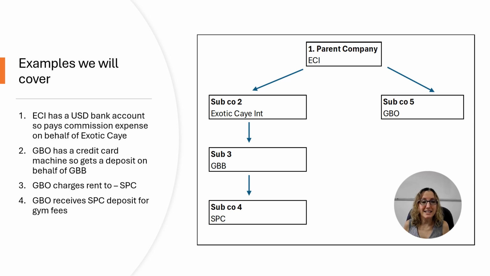The second one is an example where GBO, which is the subcompany 5 there, has a credit card machine, and many of the other entities do not. So GBO could get a deposit on behalf of GBB, which is the sub 3. So that's the next one we'll cover. And then number 3, we're going to do where GBO is charging rent to SPC. And this is a little bit different because it's going to be a revenue of one company and an expense in the other. And then the last one I want to do is where GBO is receiving a deposit, and it's actually for SPC, for gym fees. So those are the 4 that I want to go through.